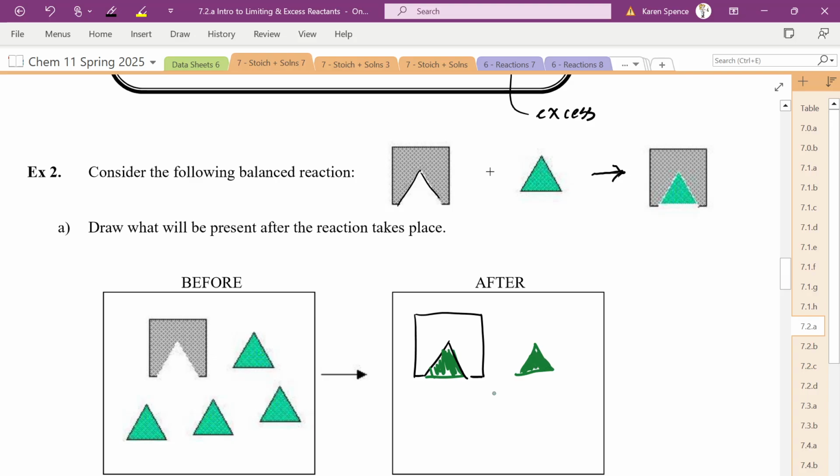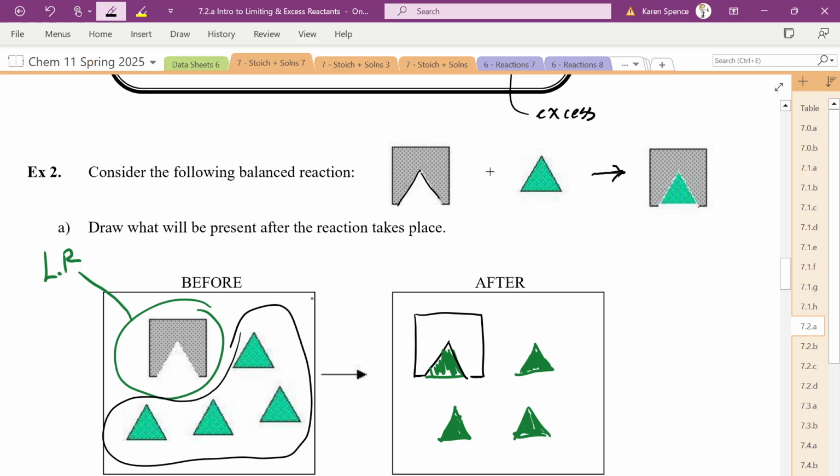So who is your limiting reactant? The little pair of pants thing, or whatever it is, the little square thing. Okay, so this one here is our limiting reactant, whereas the triangles are the excess reactant.